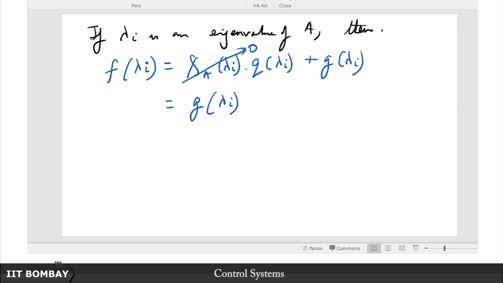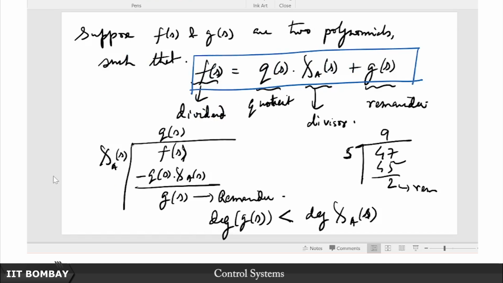Now you might wonder, what have we done out of this? What we have said is that if lambda is an eigenvalue, then f, which is potentially a higher degree polynomial, attains exactly the same value as a lower degree polynomial, a strictly lower degree polynomial, which is g. So this is good, right, because now we know the degree of g.